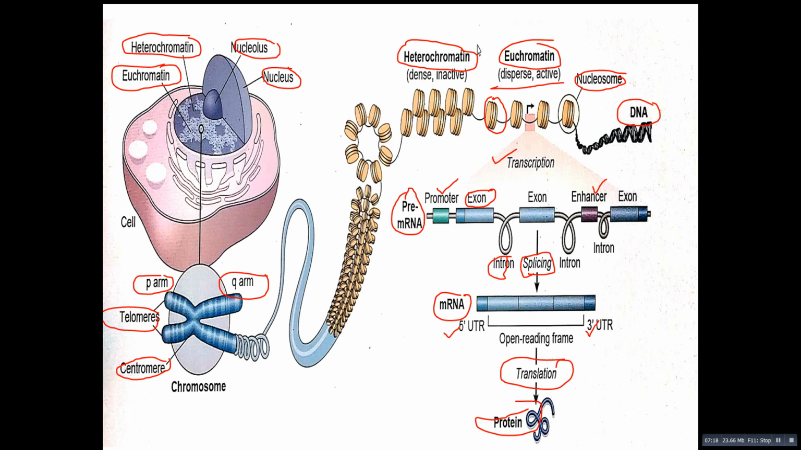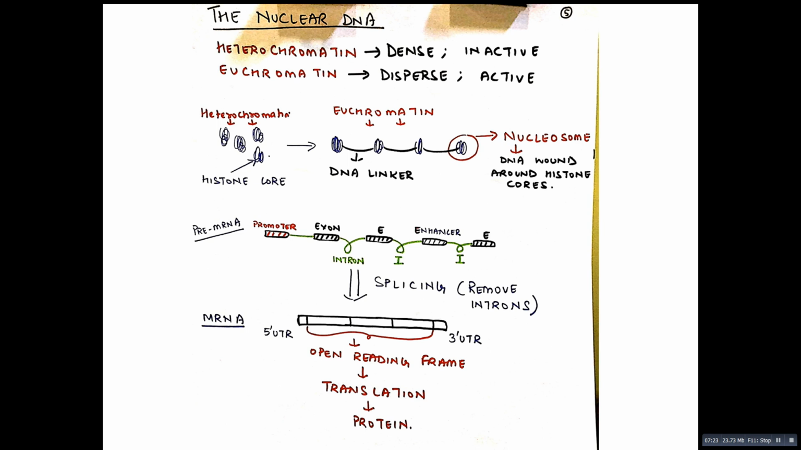Now, the nuclear DNA, as I have discussed: the heterochromatin is the dense inactive part, whereas the euchromatin is the dispersed active part. As we can see, these black things are the histone core, and DNA wound around the histone core forms a nucleosome. When these nucleosomes are open, dispersed and linked by a DNA linker, they form the euchromatin, and when they are compact they form heterochromatin.